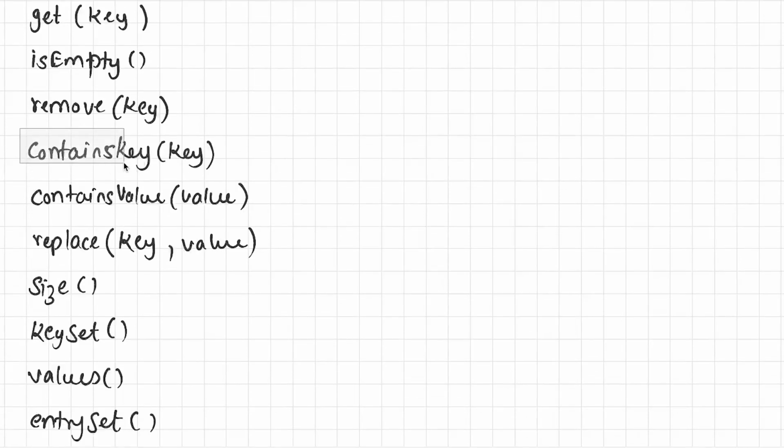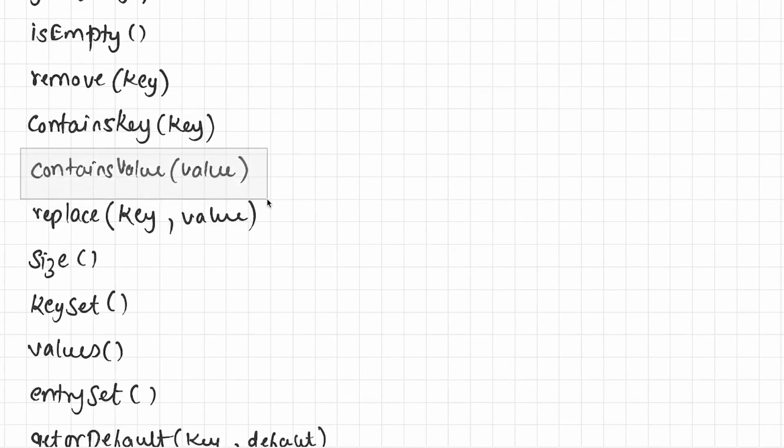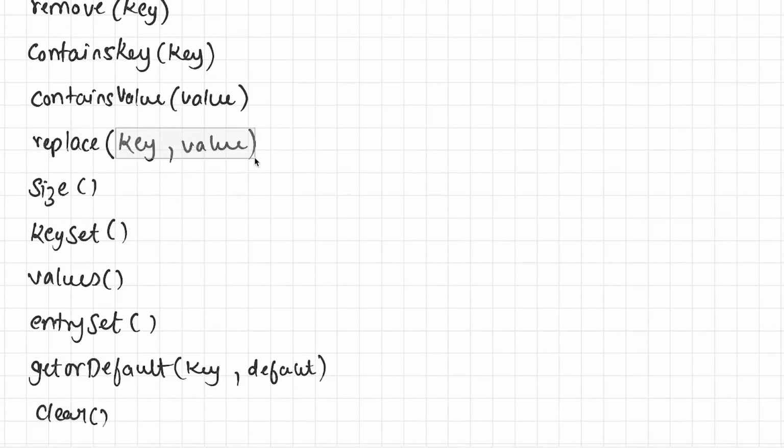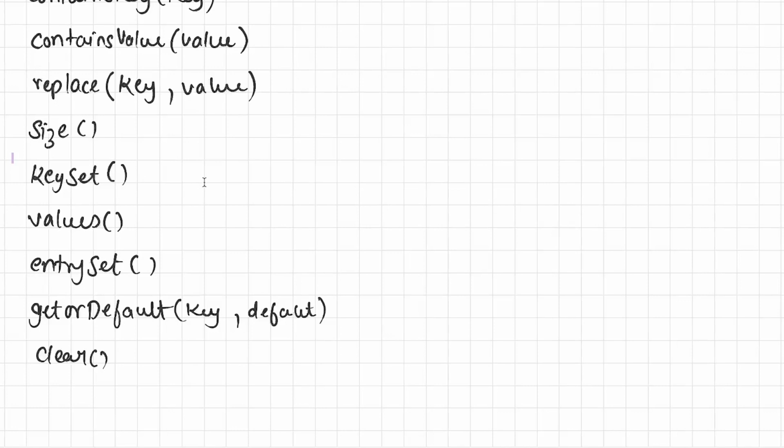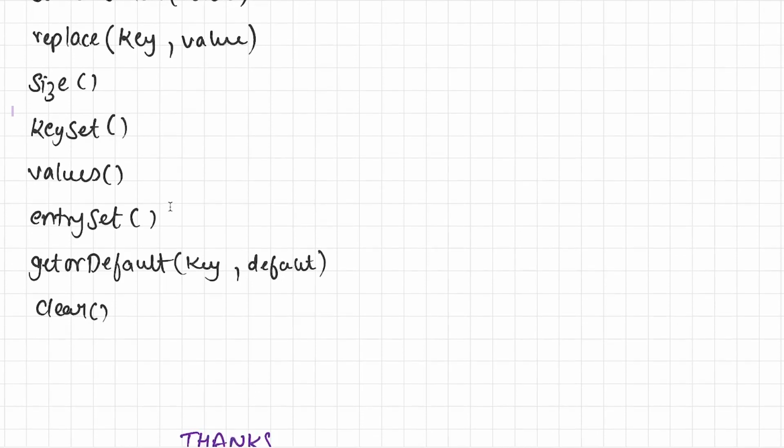Now the containsKey method is used to check whether the given key is present in HashMap or not. Similarly, the containsValue method is used to check whether the given value is present in HashMap or not. If the specified key is present in the HashMap, then the replace method is used to replace the value that is associated with the specified key. Now the size method is used to find the number of elements in the HashMap. Now the keySet method is used to get the set view of all the keys that are present in HashMap. Similarly, the values method is used to get the collection view of values present in HashMap. The next method, entrySet, is used to get the set view of all the key value pairs that are present in HashMap.